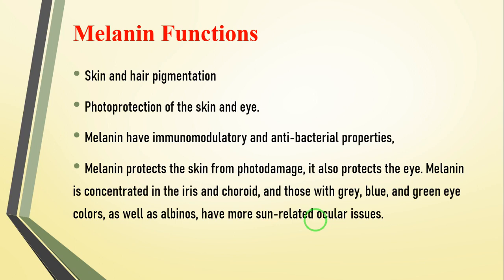People who have green eyes or blue eyes or gray eyes usually have more sun-related disease in the eye, so melanin protects both the skin and the eye from the UV damage. The more eumelanin there is, the more protective effect it has against the UV radiation.